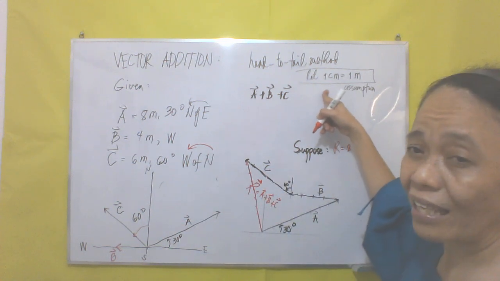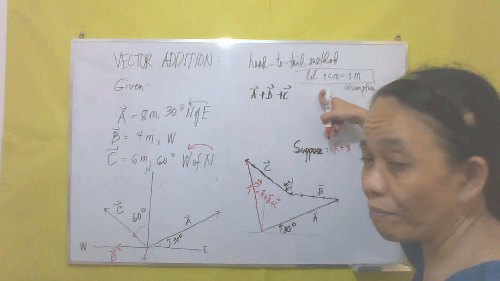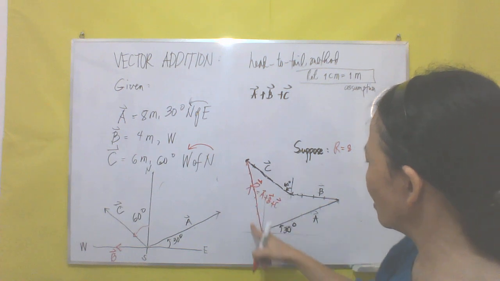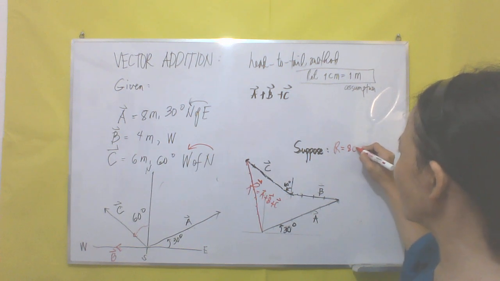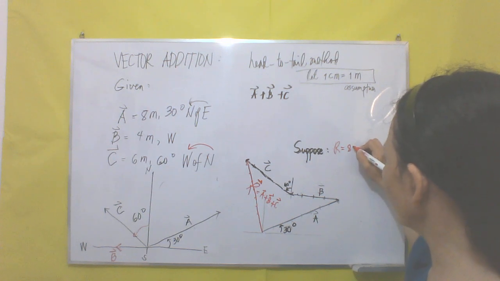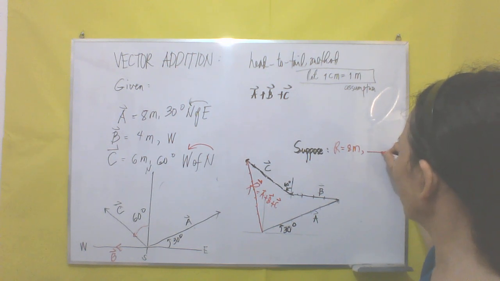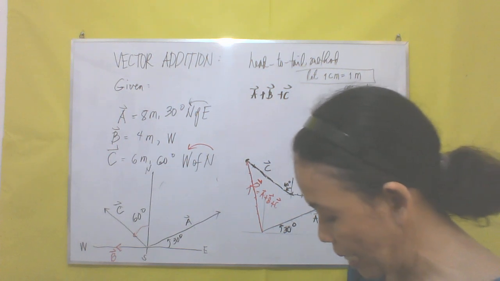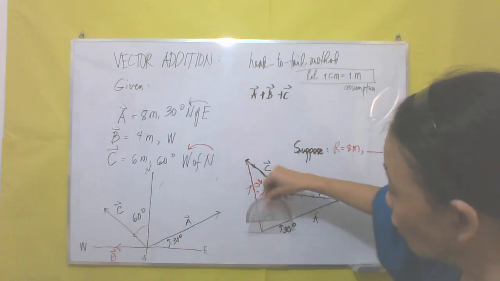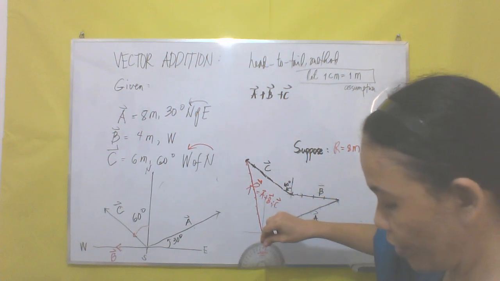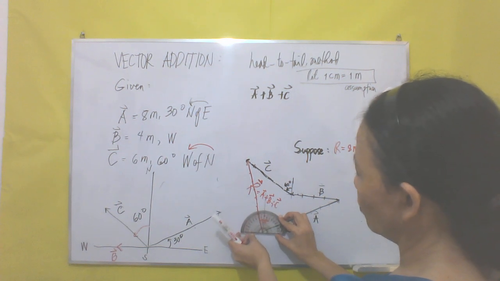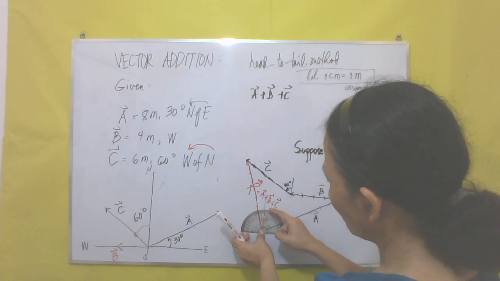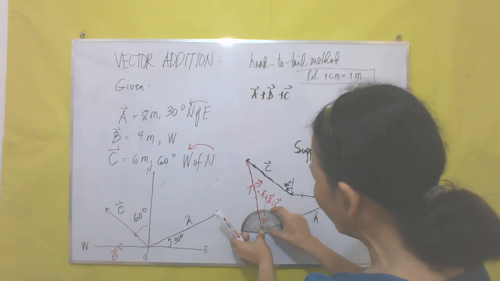So again, we let 1 cm be equal to 1 meter. Suppose the length of this is 8 cm, which would be equal to 8 meters. What is the direction of the resultant R? Again, measure the angle using the protractor. So this is now the protractor. Measure this angle. Supposing this angle is 20 degrees.